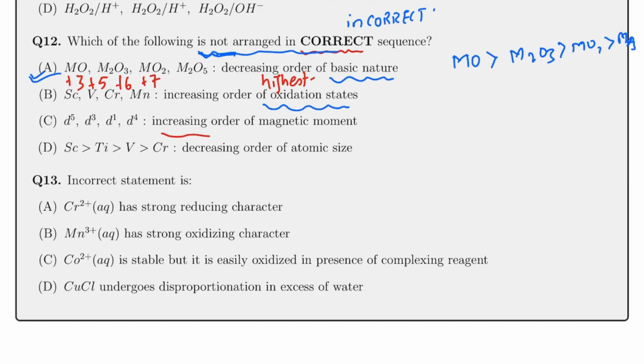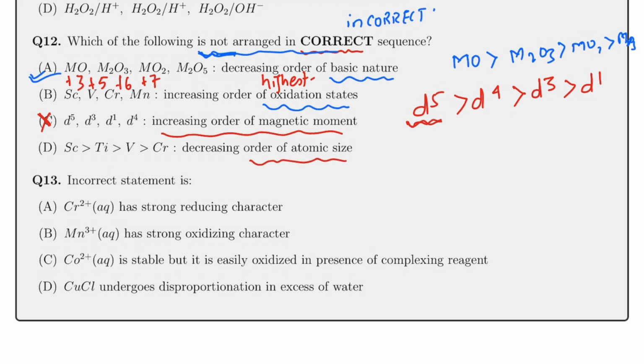Whereas increasing order of magnetic moment: you have got d5 system, d4, d3, and d1. We know that the higher the number of unpaired electrons, the higher the magnetic moment. So this order is not correct. For the last one, decreasing order of atomic size, as you move from left to right, it decreases. So scandium is more than titanium, titanium more than vanadium, and then chromium. This is also correct, but you need to mark the incorrect one. So the correct choice for this is the third option.